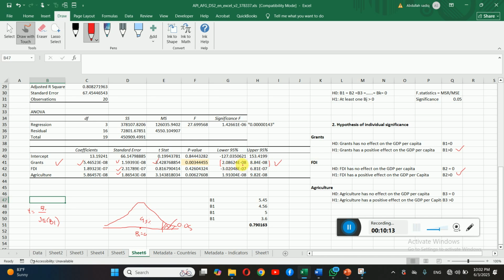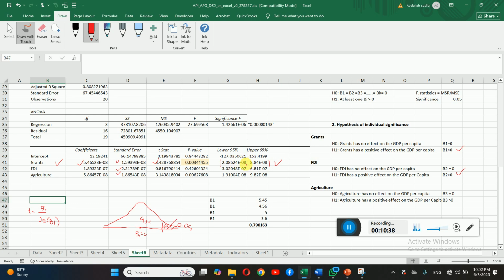Now I'm asking you a question, dear students. We are trying to find out whether the beta, the coefficient, is greater than 0 or not. Once you are 95% sure that the true coefficient is between 2.08 and 8.8, both of which are greater than 0, this is another criterion, so you can claim that yes, for the alternative hypothesis, we have got sufficient evidence.